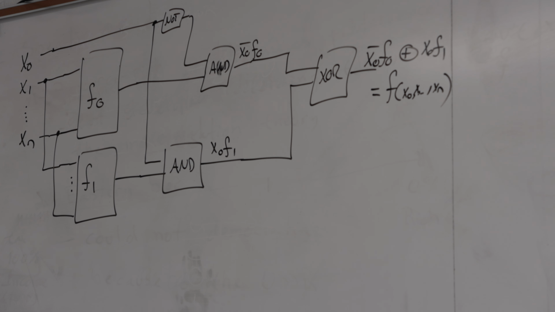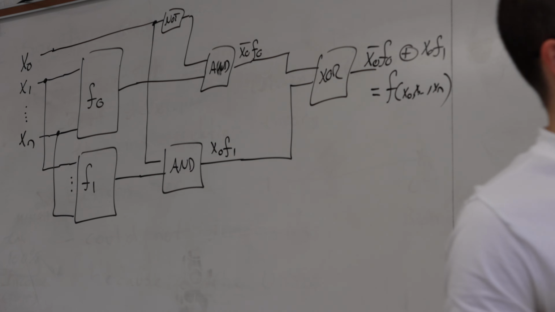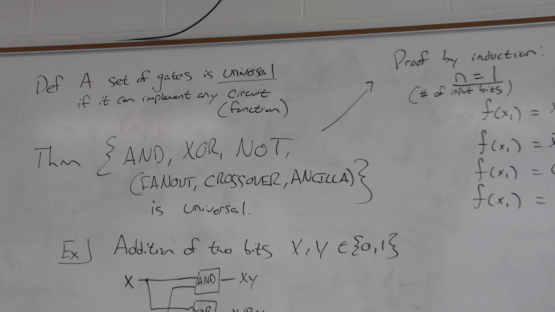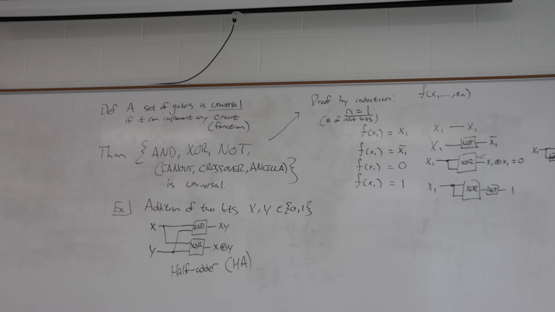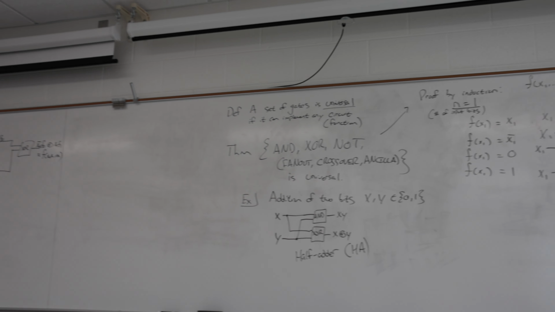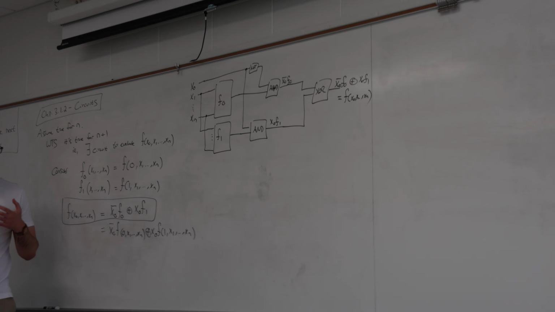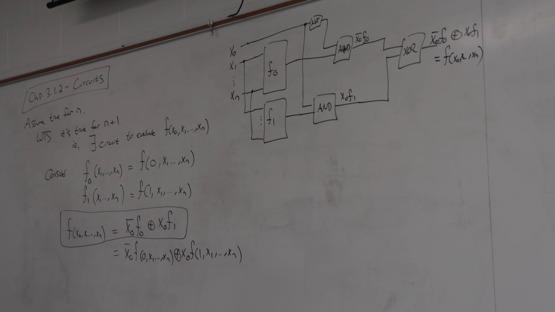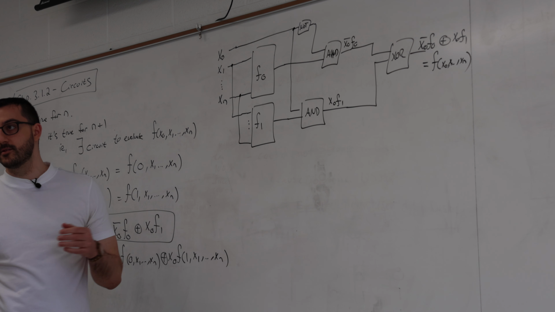Okay? So this completes the proof that this gate set, and XOR NOT, is universal. It's able to evaluate any function which inputs n bits, and then we did it for one output bit. Okay? So you could imagine that maybe you want to have more than one output bit. It's not too hard to modify this to be able to account for that case.